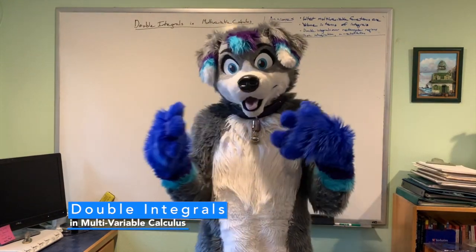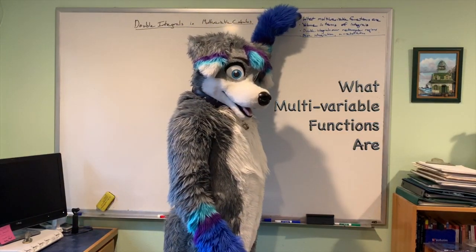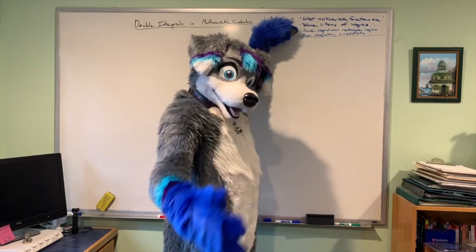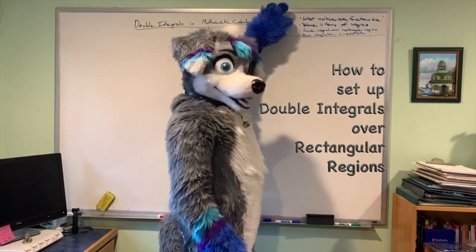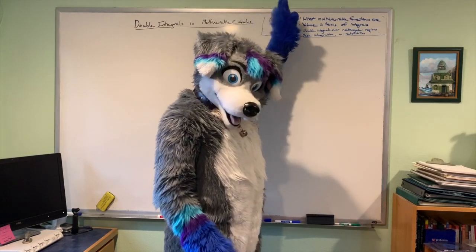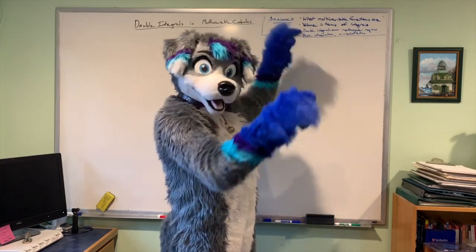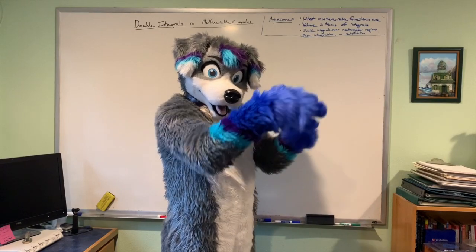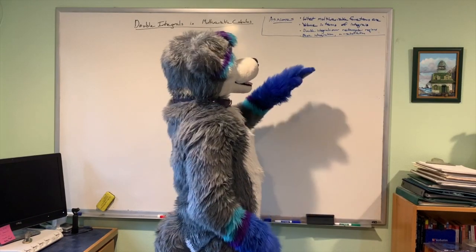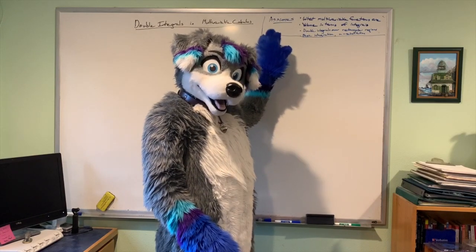I'm going to assume that you know some things, such as what multivariable functions are, what the volume is in terms of double integrals. You know, you're integrating under your function of two variables. How to set up double integrals over rectangular regions. And again, just to review, your limits of integration are just the endpoints of the rectangles. So that makes it pretty easy in the rectangular case. And basic integration and U substitution, something you have learned in your first integral calculus course.